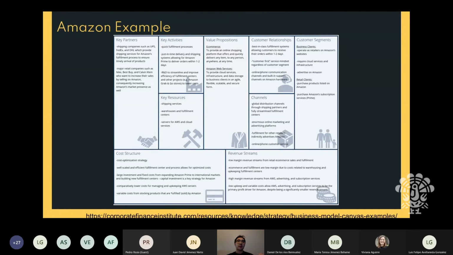So in this Amazon example, their partners are UPS, FedEx, DHL for fulfillment. For retail companies, they've got Nike, Best Buy, Calvin Klein, major retailers, right? Their key activities for their business, they do fulfillment, right? They do just-in-time delivery. They do R&D to streamline and improve efficiency.